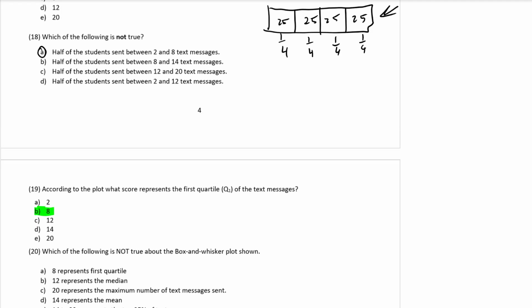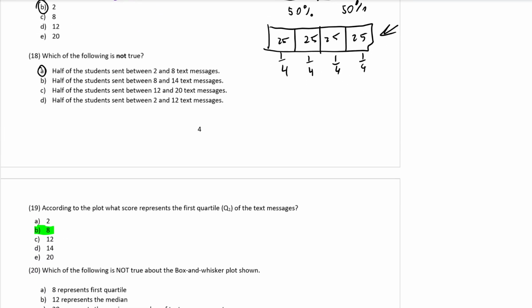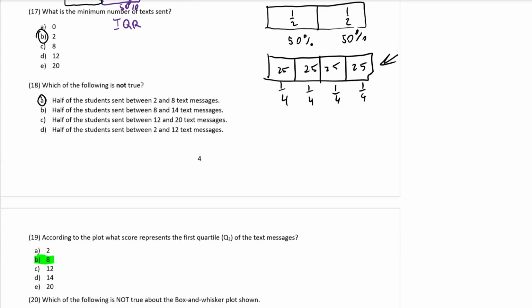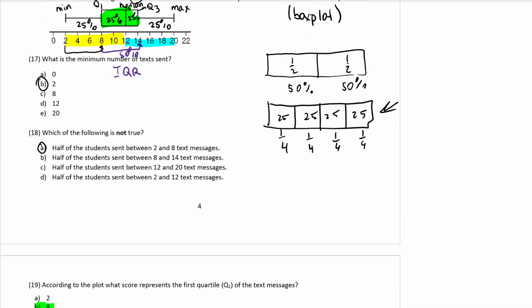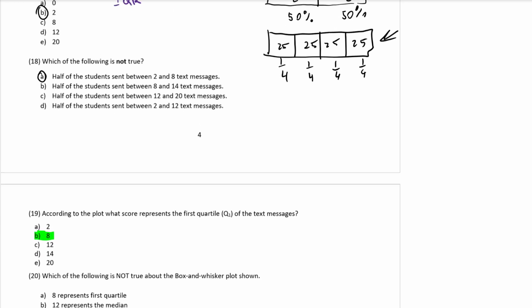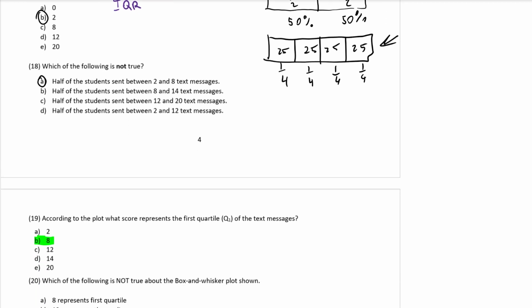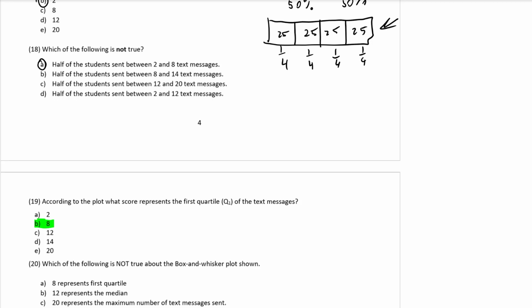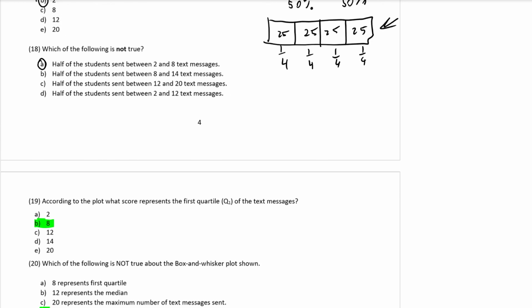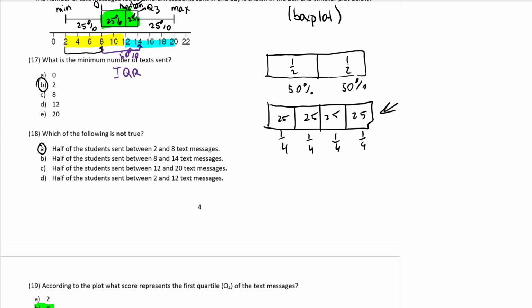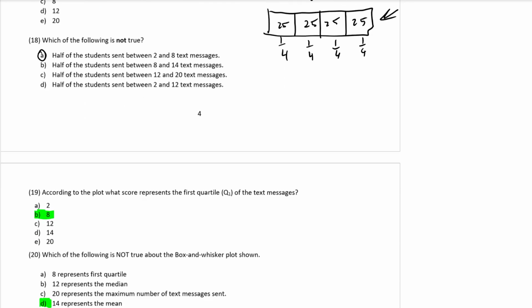8 represents the first quartile, yes. 20 represents the median, yes. 20 represents the maximum, yes. 14 represents the mean, what nonsense. Why mean? Nothing was said about the mean. All right, that's false. The box plot doesn't give us the location of the mean at all. And E, 14 to 20 represents the top 25%, and that's true. 14 to 20 is the top 25%.